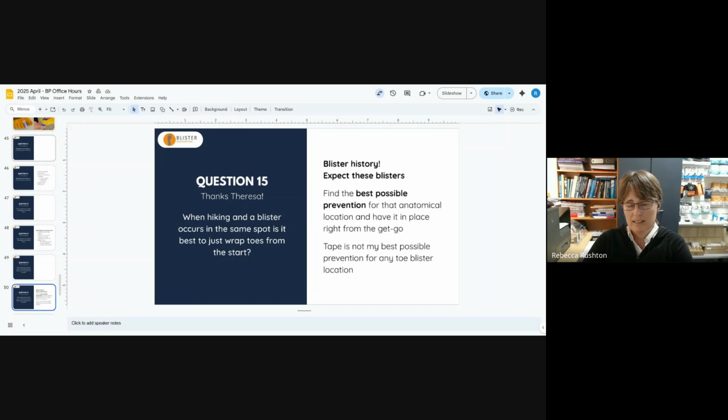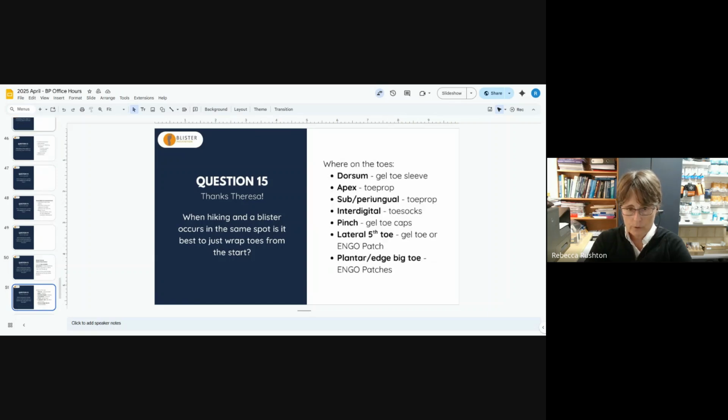Now, I'm assuming by wrapping toes, that means tape. I could be wrong, but tape would never be my best possible prevention for any toe blister or any blister whatsoever, to be honest. It might be enough just to put any prevention in place, but it might not. And if you really want to stack the odds in your favor, you've got to get the best prevention for that anatomical location. So if you're talking about toe blisters, what are my picks for each of the anatomical locations?